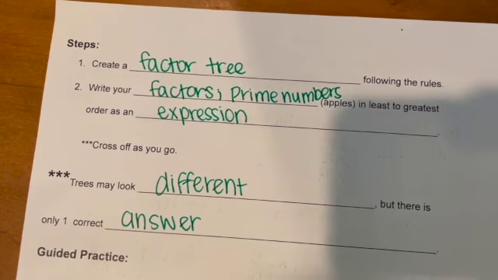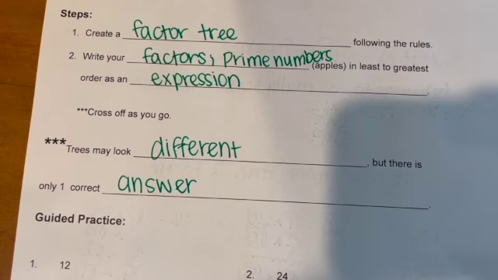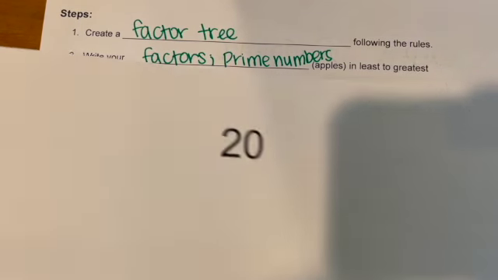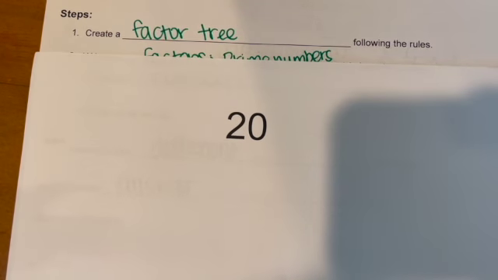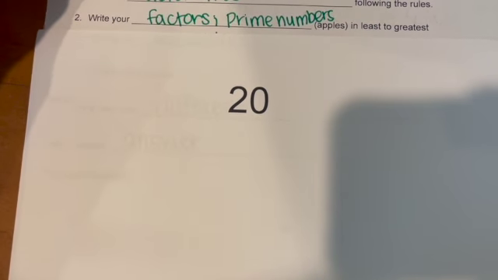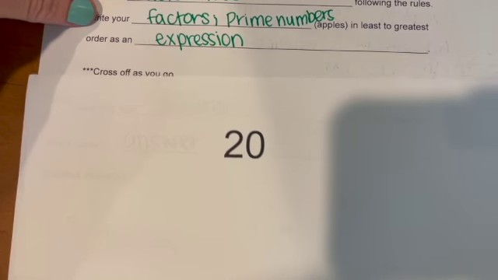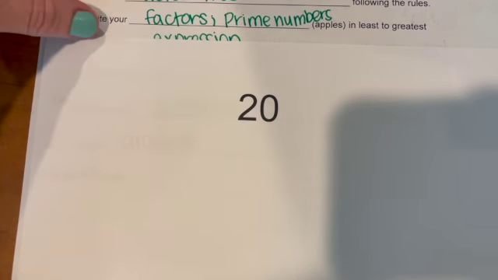I'm going to keep my steps out and I'm going to switch to a red pen. So that means that you are pausing, you are watching, and you're going to understand how to make a factor tree right now. So step number 1 says create a factor tree following these rules. Write your factors, prime numbers from least to greatest. Okay, I need to cross off as I go.